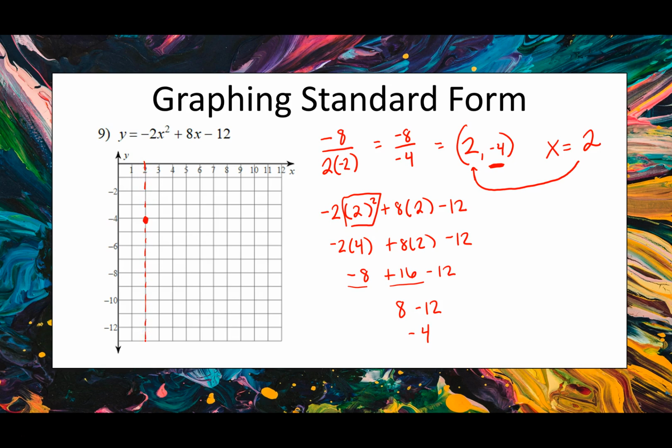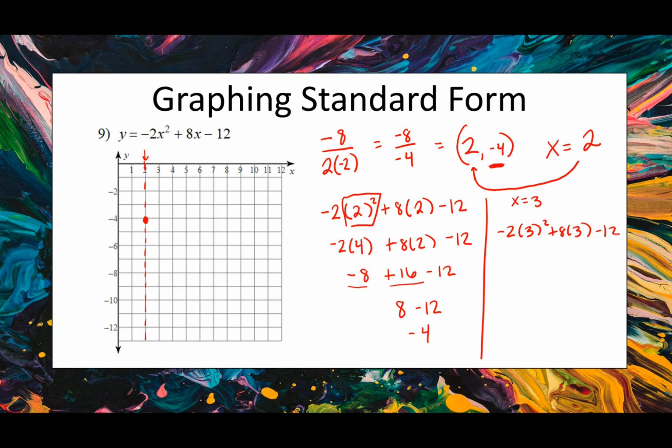Okay, there we go. All right, next thing we're going to do is find a point that's really close. And that point that I'm going to choose is 3, right? See how we've got x equals 2, x equals 3, x equals 1. I would choose 1 or 3. Let's go ahead and choose x equals 3 and plug that in. So that gives me negative 2, 3 squared plus 8 times 3 minus 12.